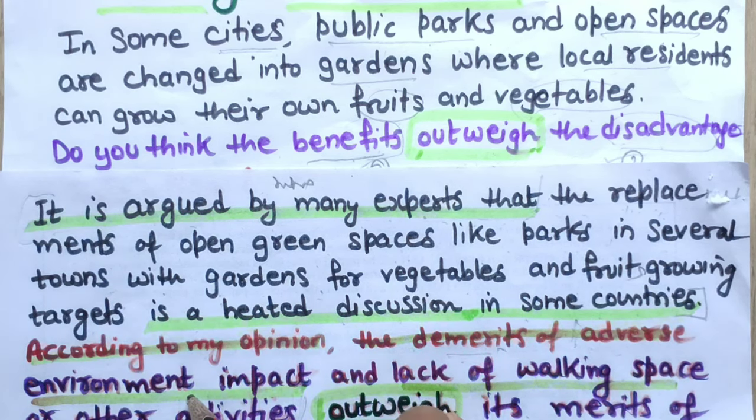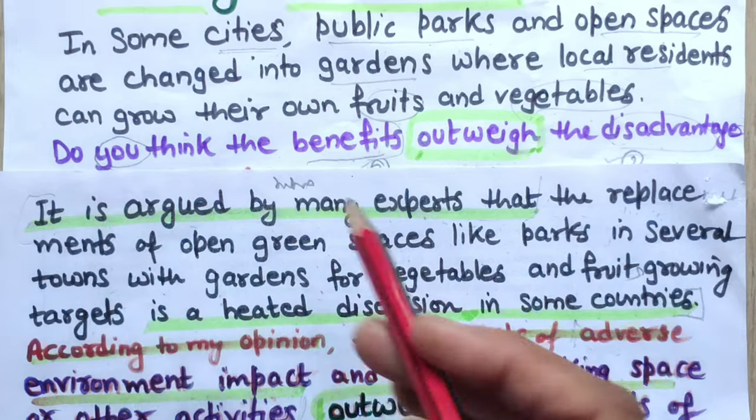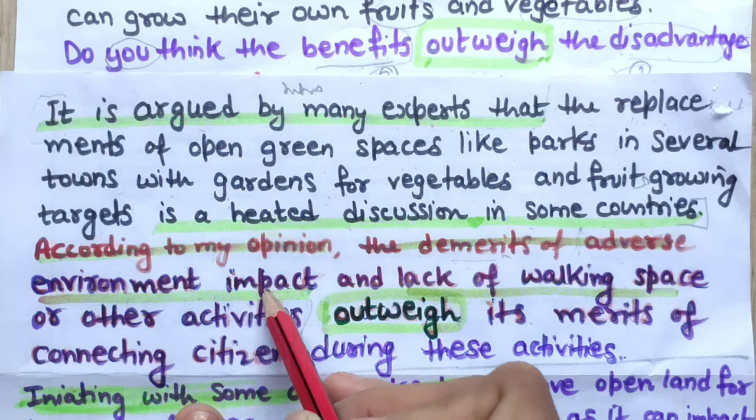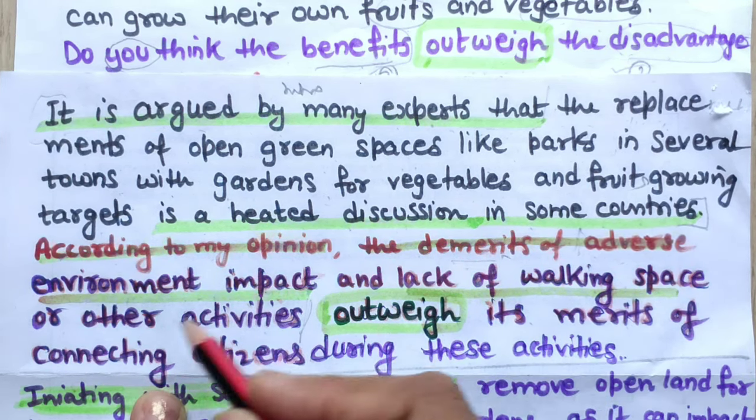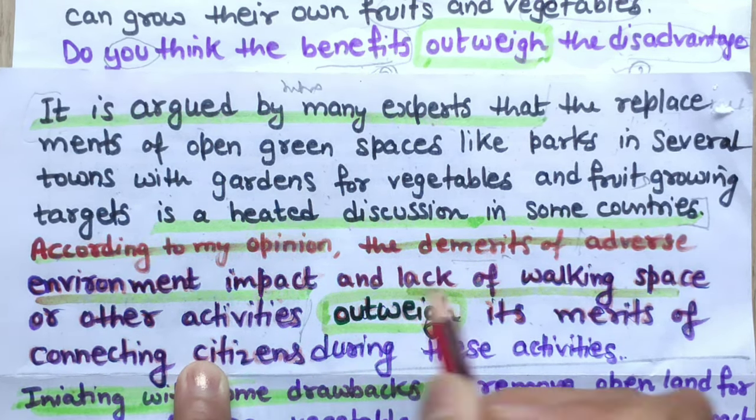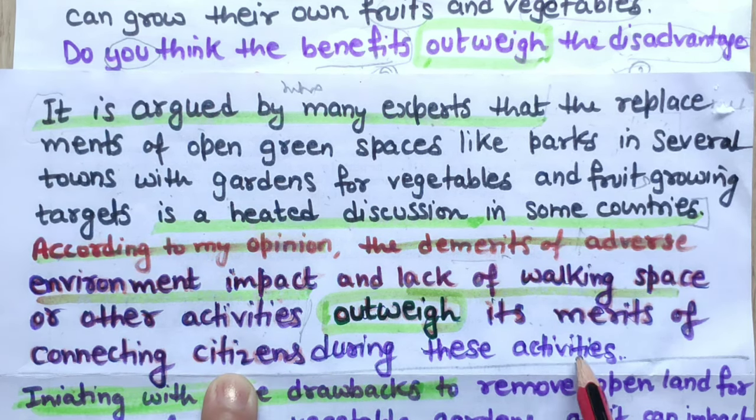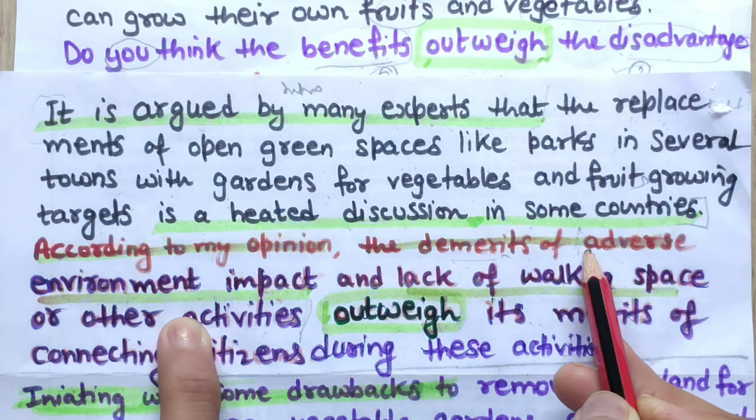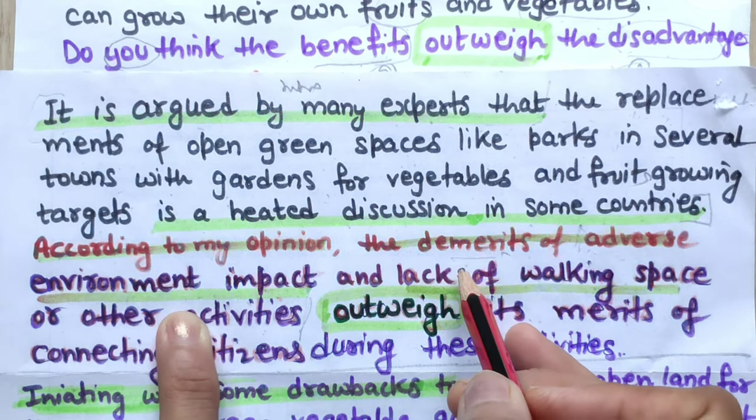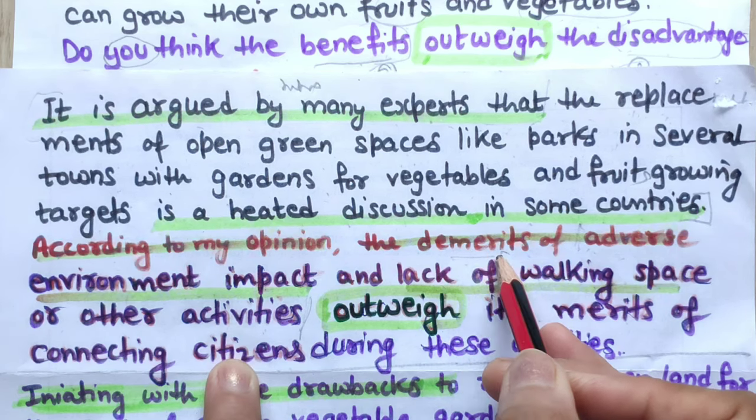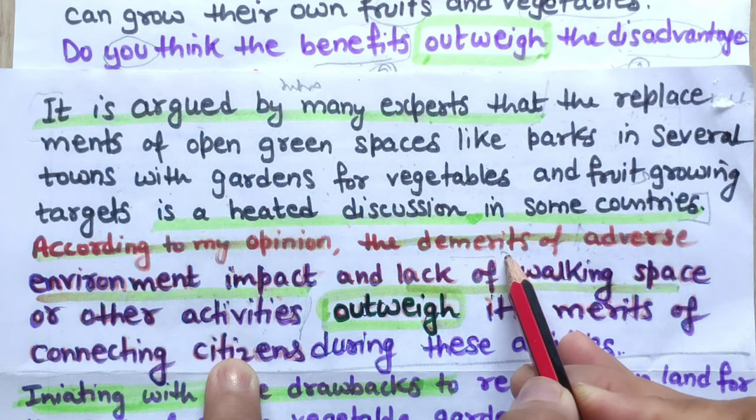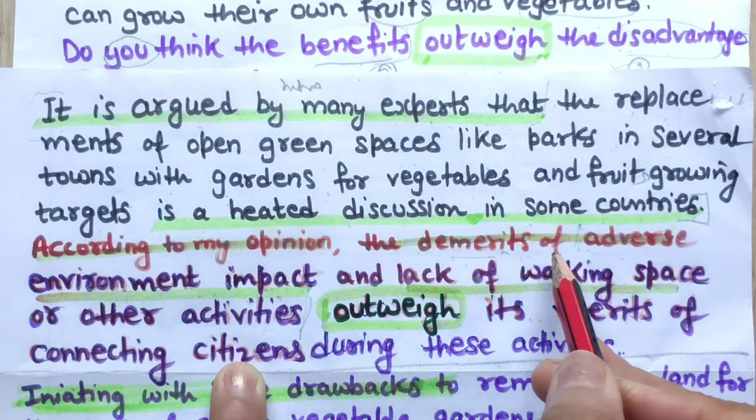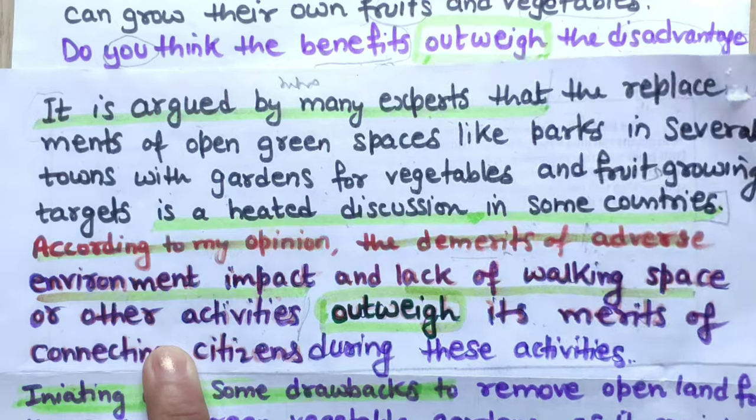Okay, now I will give my opinion, because they have given us "do you think". Now, according to my opinion, the demerits of adverse environment impact and lack of walking space or other activities outweigh its merit of connecting citizens during these activities. I have given you the point names also, because in today's time, if someone is not explaining, if someone is not giving the reasons why you are saying this, then you will not get 7+ bands, 6+5+ bands. You have to give names of the points, whatever we have discussed.